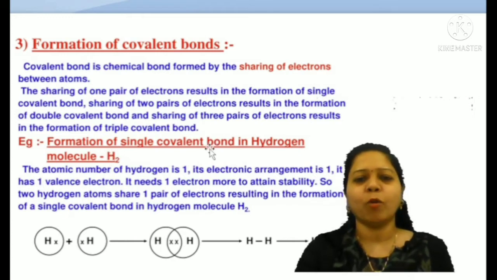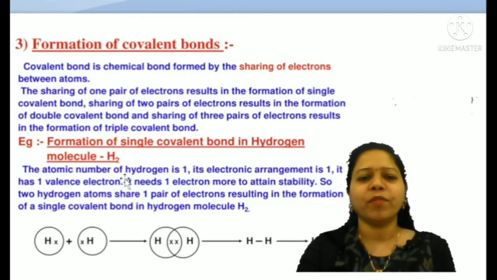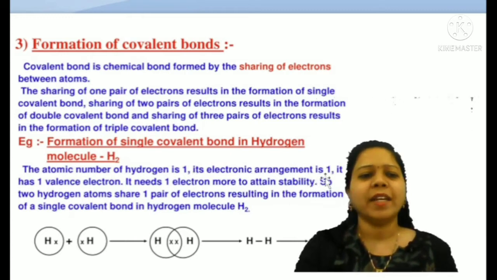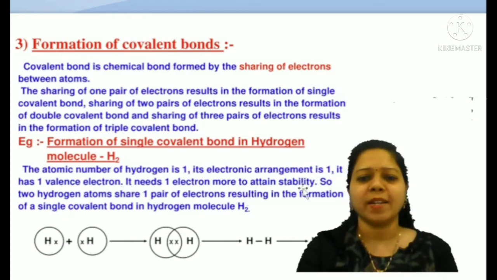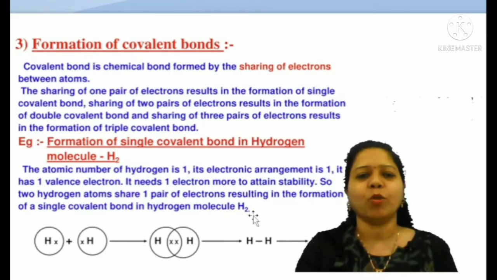Formation of a single covalent bond in the hydrogen molecule, that is H2. The atomic number of hydrogen is 1. Its electronic arrangement is 1. It has 1 valence electron. It needs 1 electron more to attain stability. So 2 hydrogen atoms share 1 pair of electrons, resulting in the formation of a single covalent bond in a hydrogen molecule, that is H2.